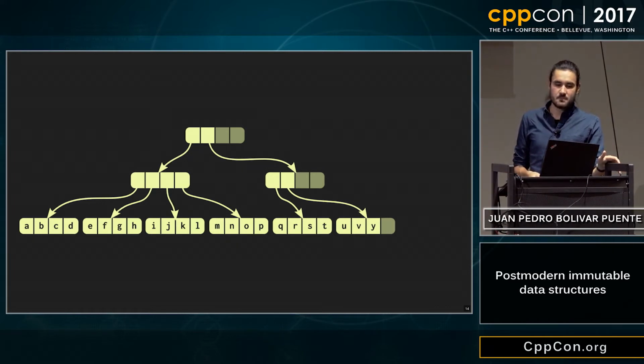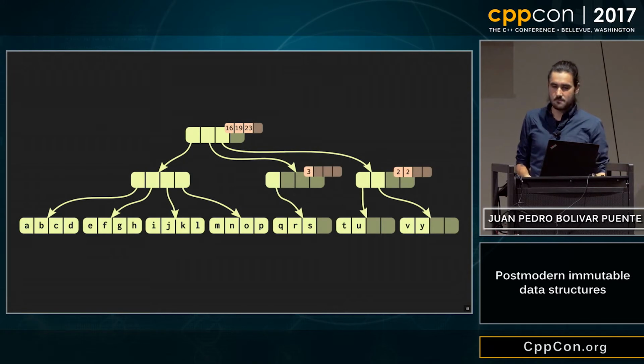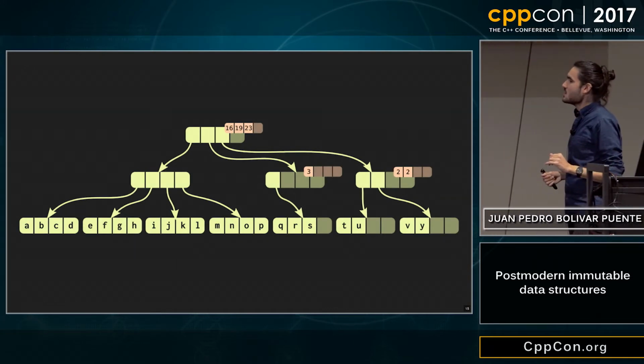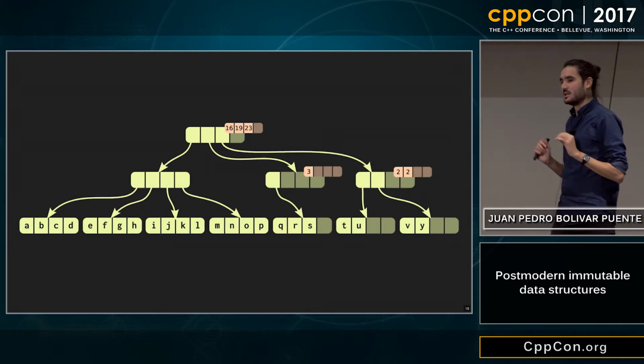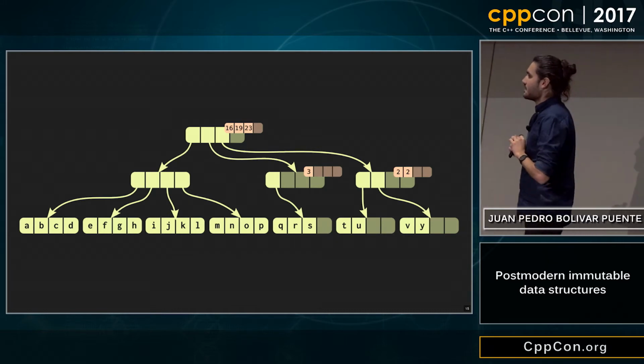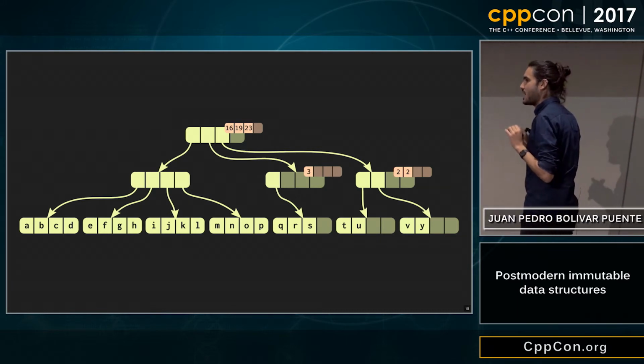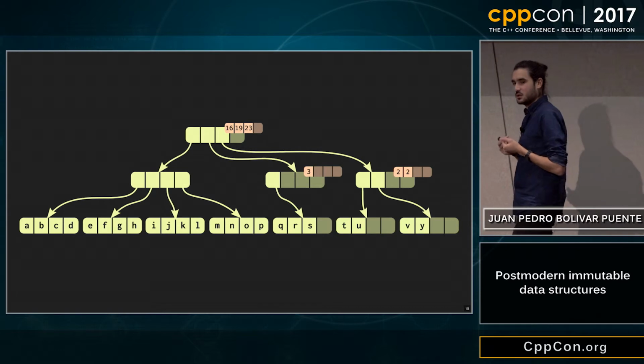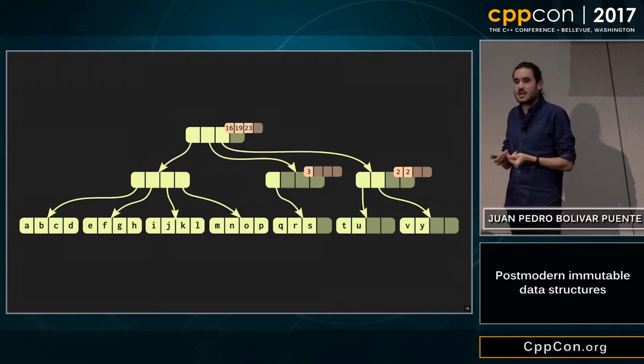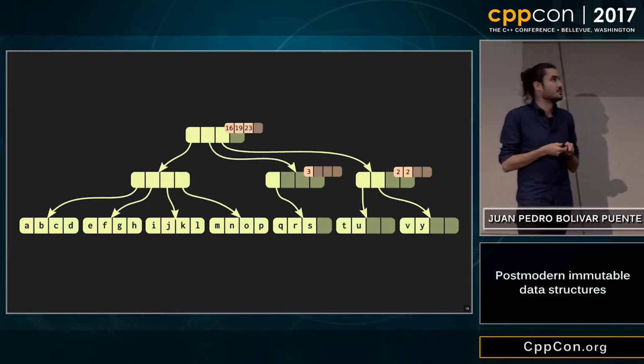But Phil Bagwell published in a paper an alternative in which we allow some nodes to be relaxed. And by relaxed, it basically means we allow this inner node to have fewer children than it would normally have if it was perfectly balanced.